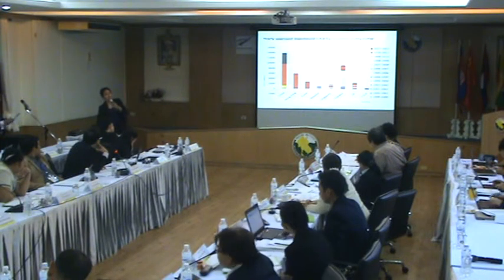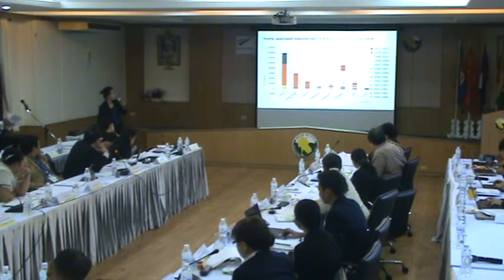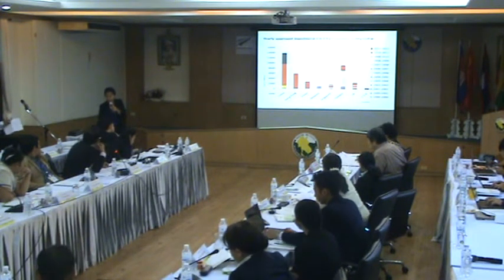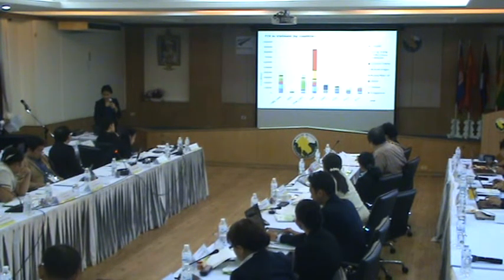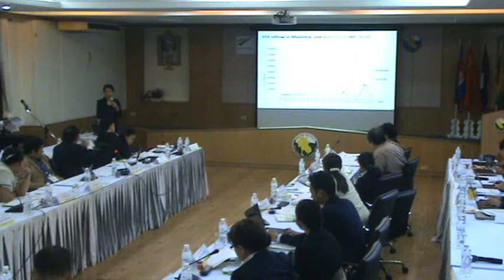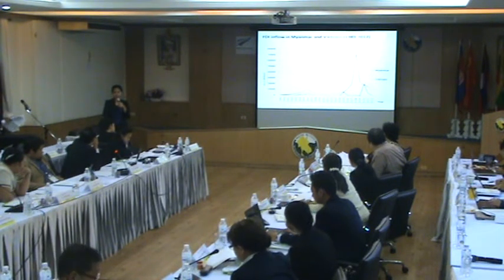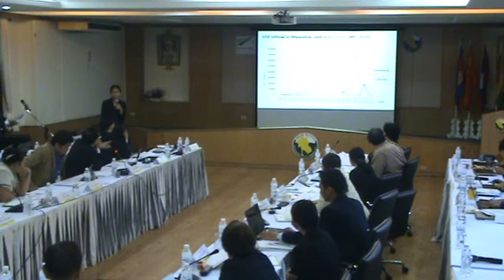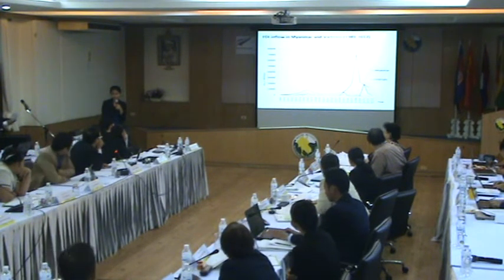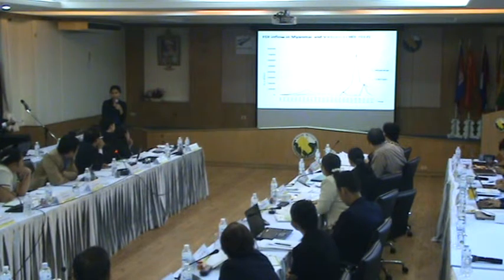Yeah, that's one. The red one is Vietnam and the black one is Myanmar. So what happened with Vietnam? Why did FDI improve very highly during 2008?